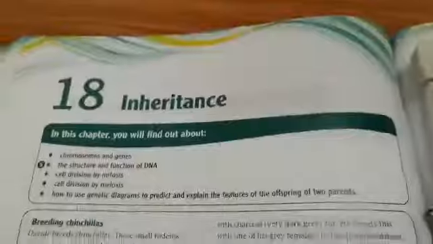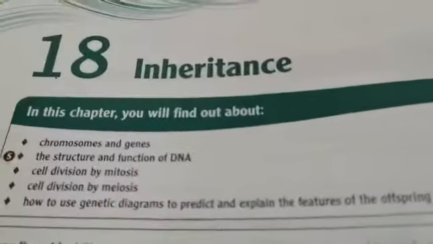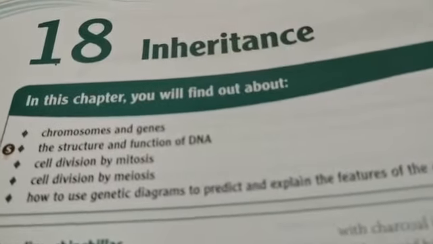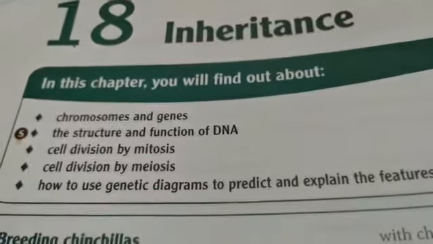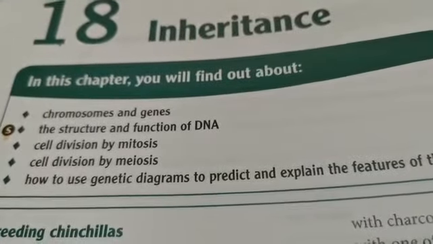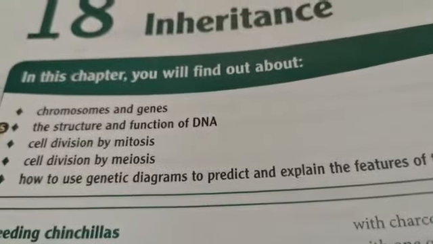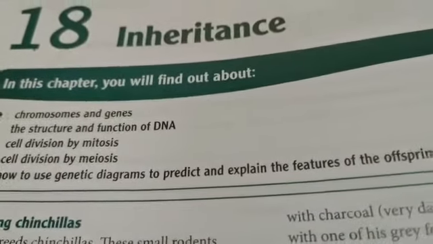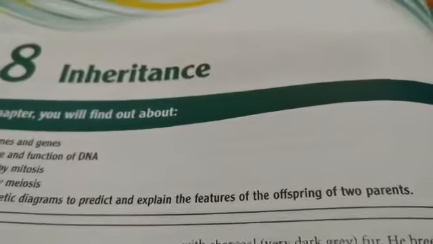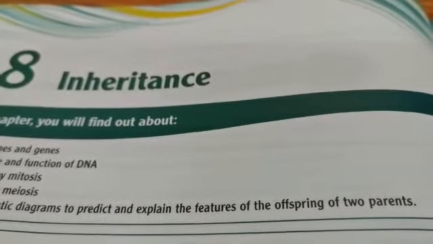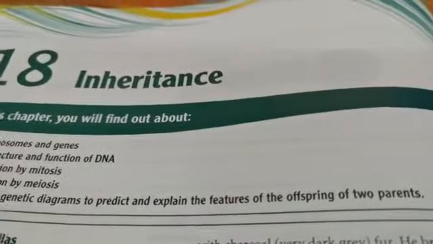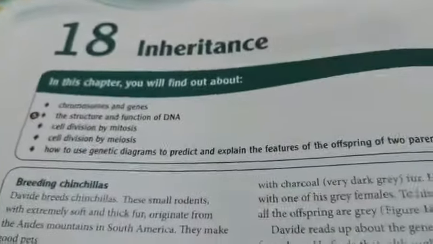The main points we want to learn in this unit are chromosomes and genes, the structure and function of DNA, cell division by mitosis, cell division by meiosis, and how to use genetic diagrams to predict and explain the features of offspring or babies of two parents. These are the things we want to focus on in this unit.